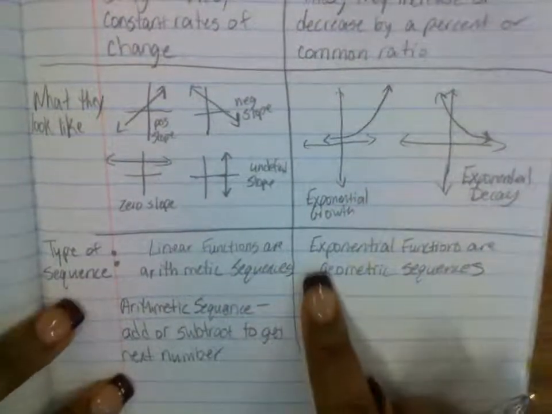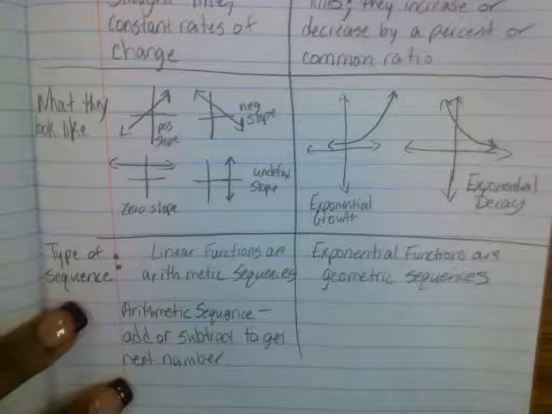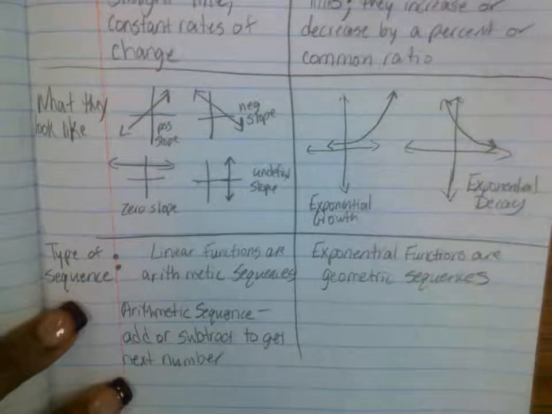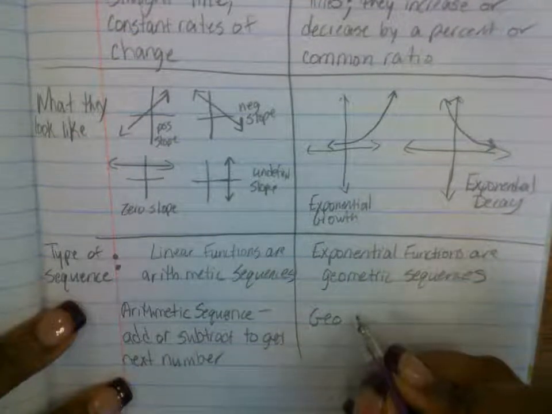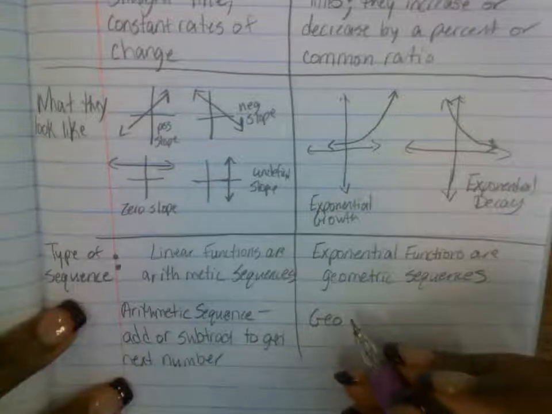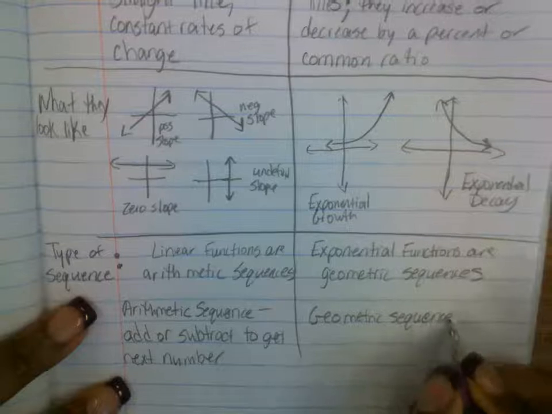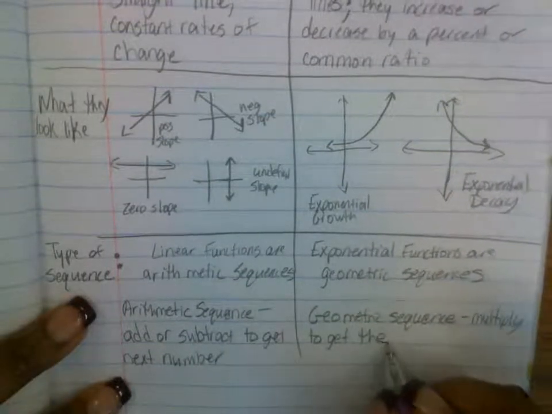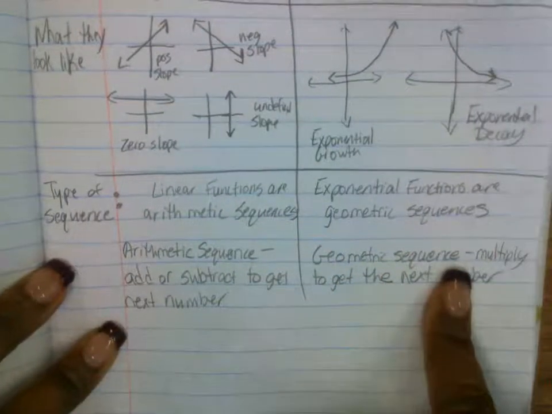Okay. And a geometric sequence is where you multiply to get to the next number. And remember, even when it looks like it's dividing, you still write it in terms of multiplication. So if it's dividing by two, that's the same as multiplying by half. So we always write geometric sequences in terms of multiplication. Geometric sequences, by definition, is where you're going to multiply to get the next number, okay? Instead of adding and subtracting, you're multiplying. So here is addition and subtraction, and here is multiplication.